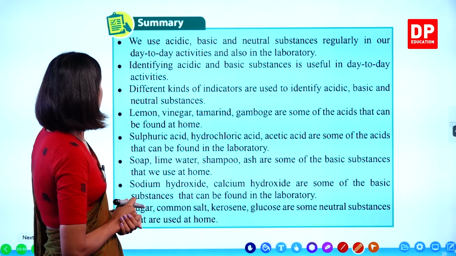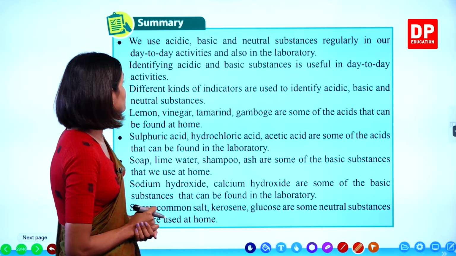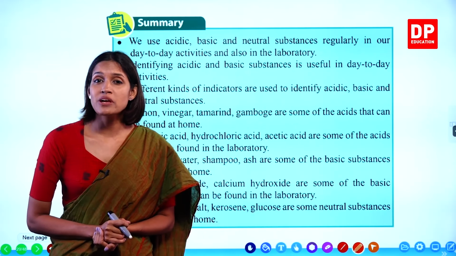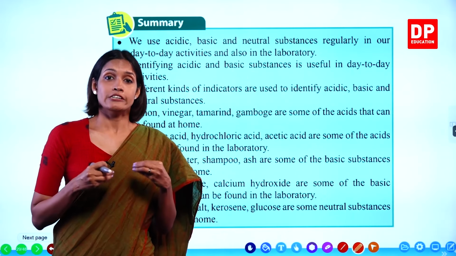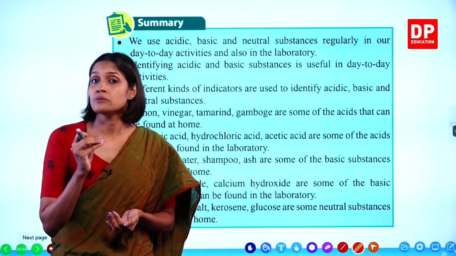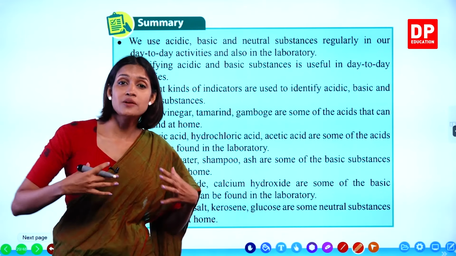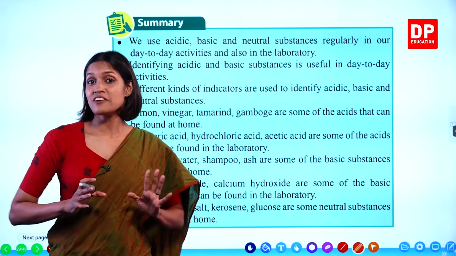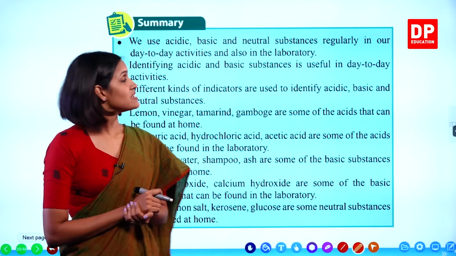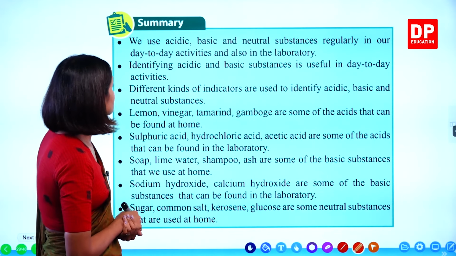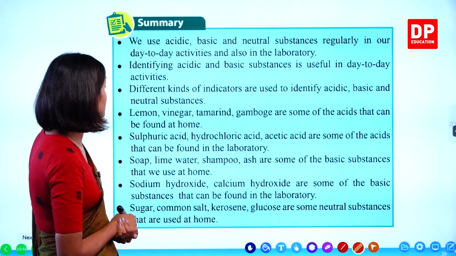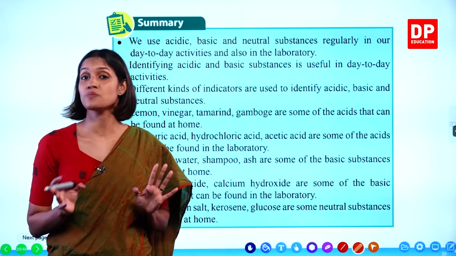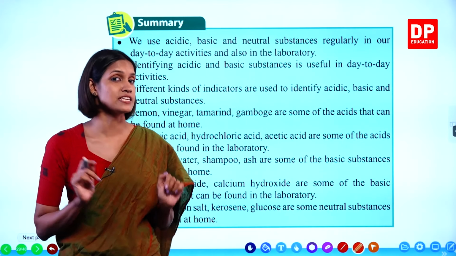Okay? Next one. Identifying acidic and basic substances is useful in day-to-day activities. Why? What is the important? Do you remember we learned sometimes in order to reduce the pain due to bee sting, we have to apply sodium bicarbonate, right? Those type of instances are very important in our day-to-day life. So identifying acids and bases are very important in our day-to-day activities, right children? So different kinds of indicators are used to identify acidic, basic and neutral substances. The things that we can use to identify acids, bases and neutral substances are known as indicators.